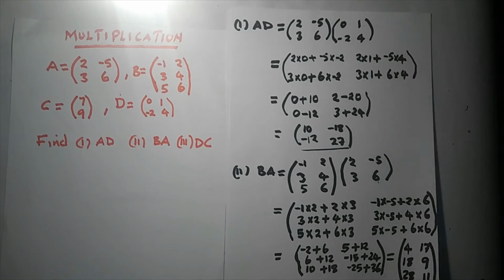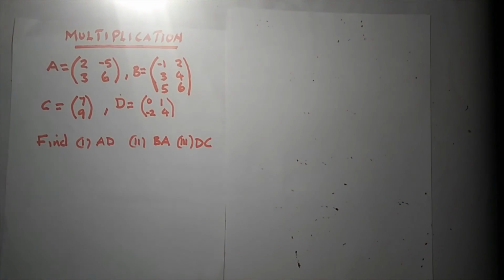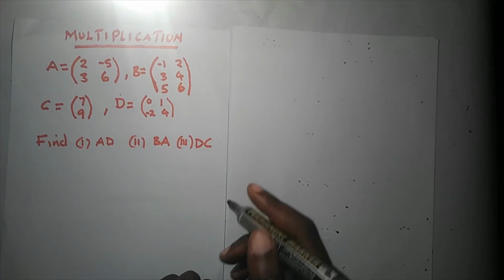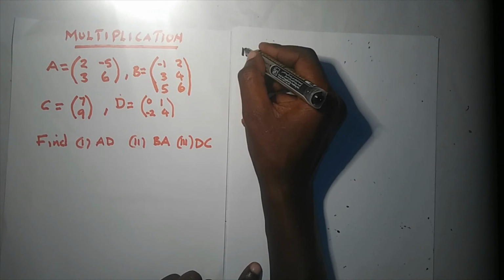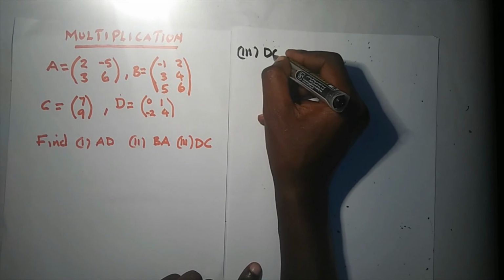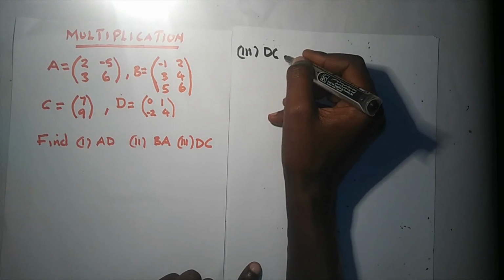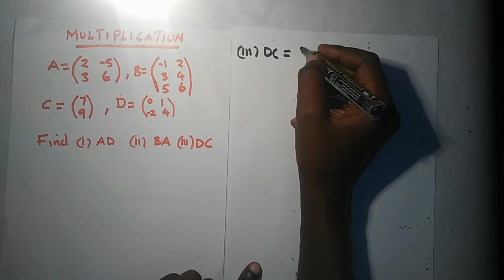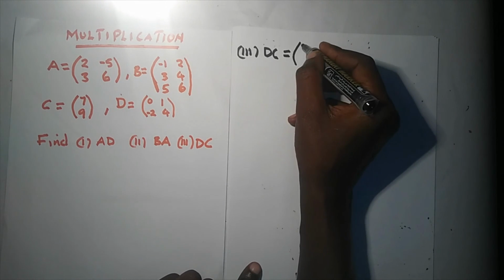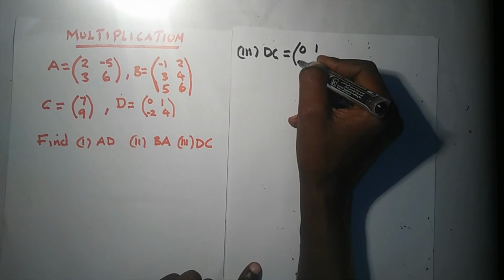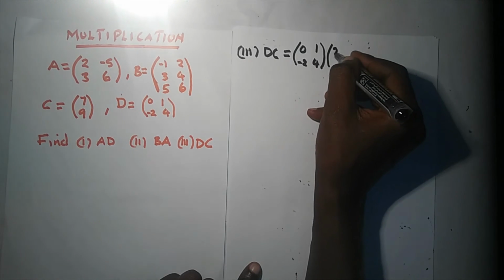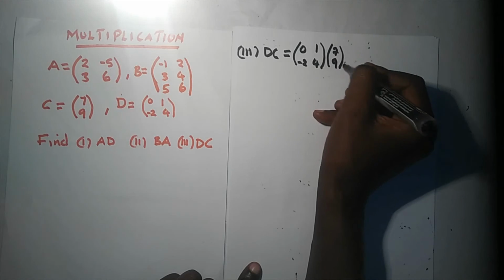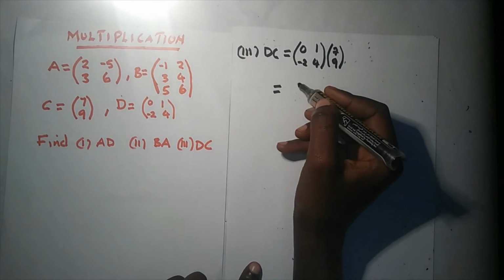Okay, now we are going to question 3. Question 3 says find DC. So DC, we are going to replace D and C with the matrices. So we have 0, we have 1, we have -2 and 4. And then our C is 7 and 9. So we can multiply now here.